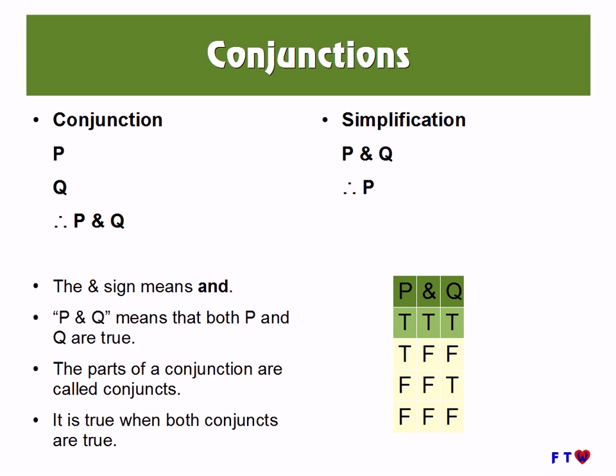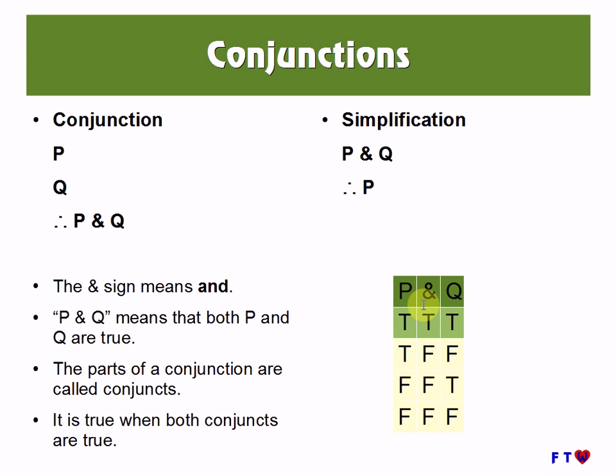Now we move on to conjunctions. We have two rules involving conjunctions here. One is called conjunction. This is the rule for forming a conjunction from two premises. Let's say we have one premise and another, so we can infer the conjunction of them. That makes sense? Also, we have the rule of simplification. We begin with a conjunction, and we can infer one of the parts of the conjunction. We call these parts conjuncts.